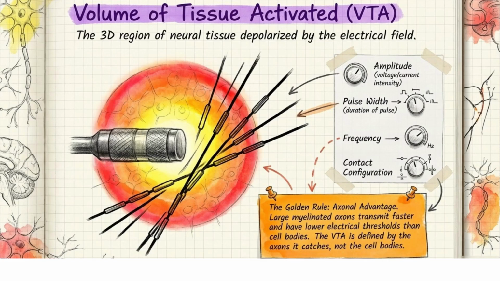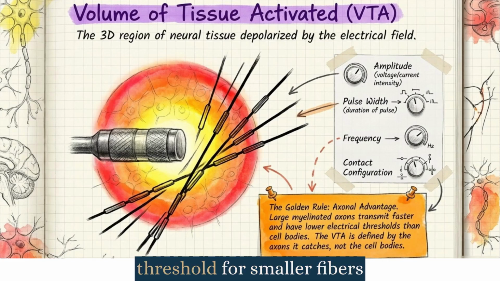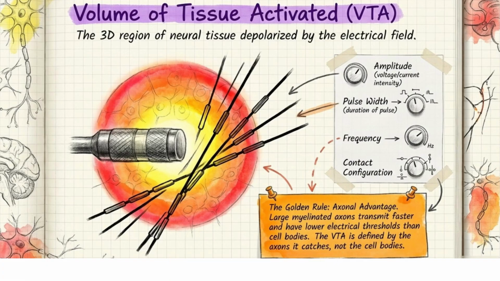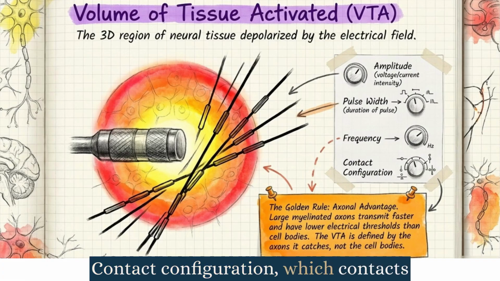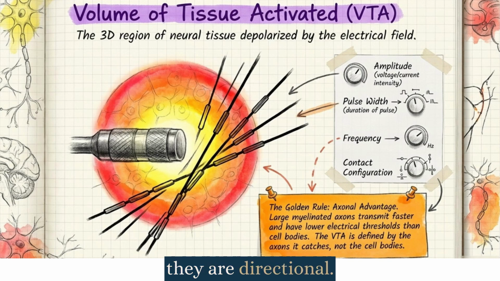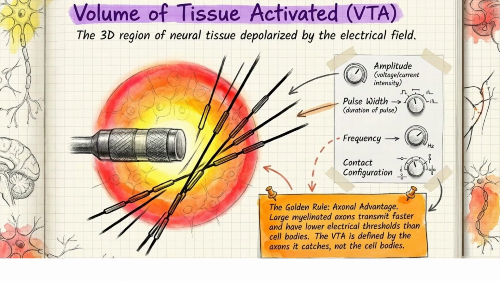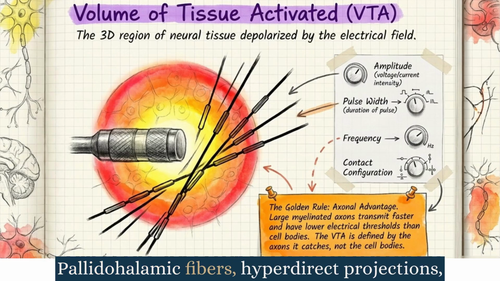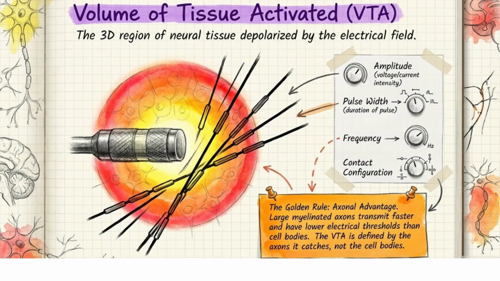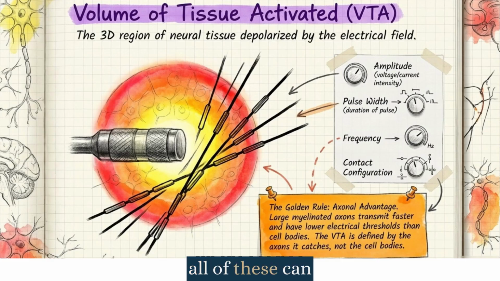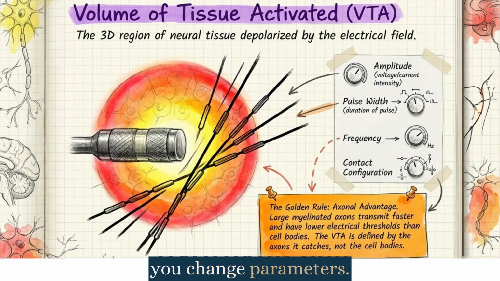Pulse width. Longer pulses lower the threshold for smaller fibers and expand the VTA. Contact configuration, which contacts are active and whether they are directional. So in practice, you are programming fiber tracts, not just gray matter. Pallidothalamic fibers, hyperdirect projections, internal capsule, limbic fibers, all of these can fall into or out of your VTA as you change parameters.